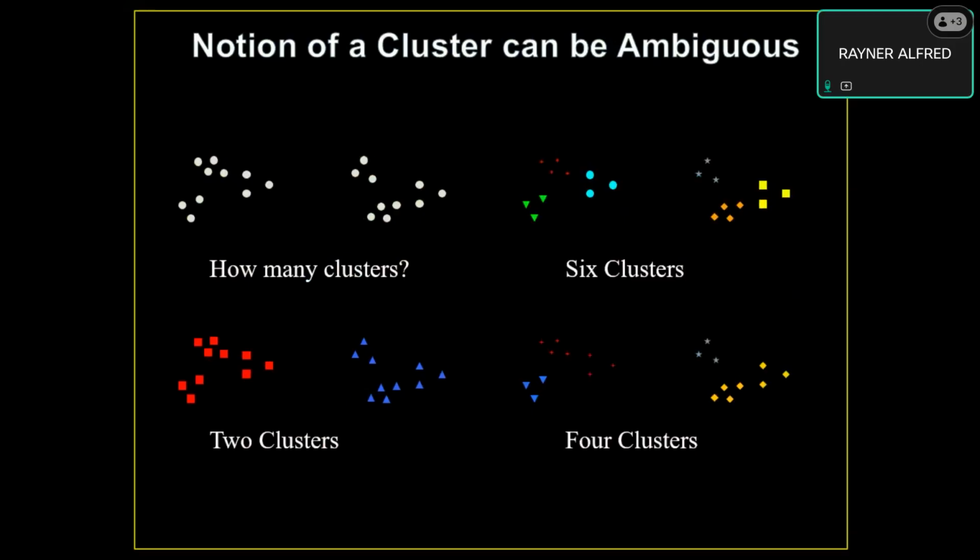But this is 2D. 2D means you have 2 features. If you have 3 features, 3D. 4 features, you cannot imagine, right? So 100 features. So we need some formula to measure or to quantify the quality of the clusters that we have.